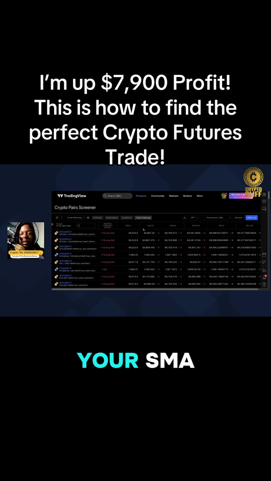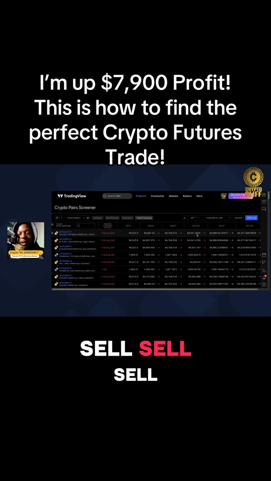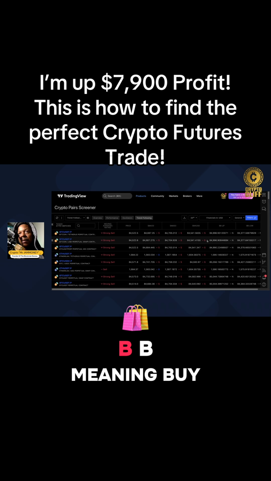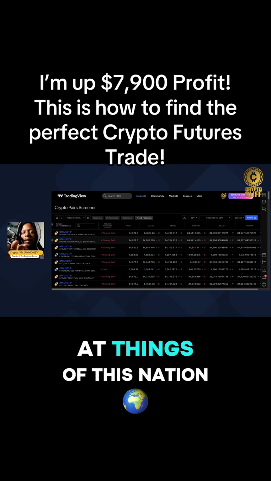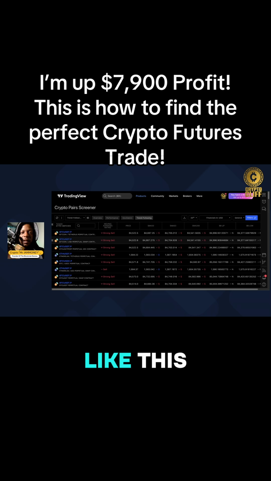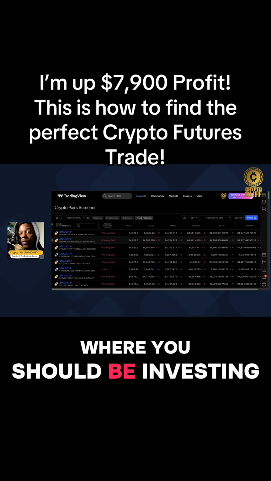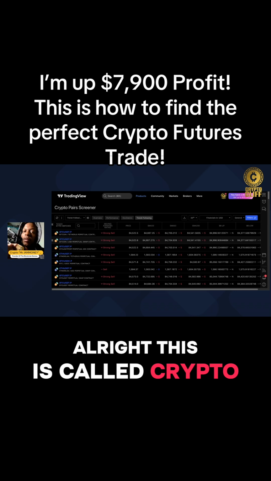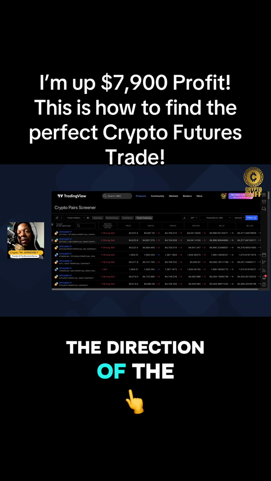So you want to look at your SMAs. Your ideal play looks like this: sell, sell, sell, strong sell. Or it could look like a BBB, meaning buy, buy, buy, meaning the market is going long. So you want to look at things of this nature. You want to look at charts like this to indicate where you should be putting your money, where you should be investing. All right. This is called crypto pairs screeners. It's literally showing you the direction of the market.